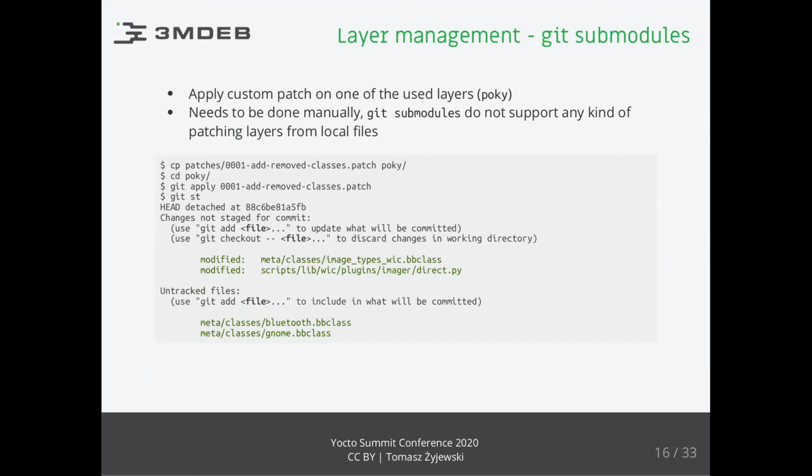Okay, the next step is to apply the patch to a specific layer. In our custom layer, we have a patch that we would like to apply to Poky. We will do this as follows. Copy the patch to the Poky repository, then git apply, and with git status we can see that the files are modified. Unfortunately, applying such a patch must be done manually during each download of the submodule from Poky, and the only automation will be adding an additional script that will download the submodules and patch the appropriate layers.